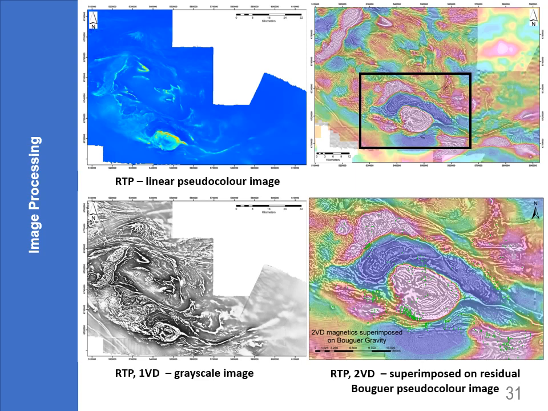This is the data. It's spectacular. This is the reduction to the pole data with a linear lookup table. But once you start processing it, you really start to see incredible amounts of detailed geology. This is a first vertical derivative grayscale image. This is a second vertical derivative grayscale image with the residual gravity data superimposed.